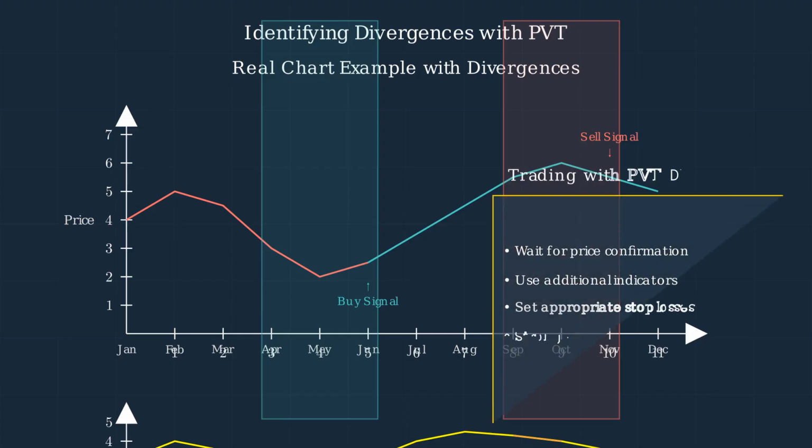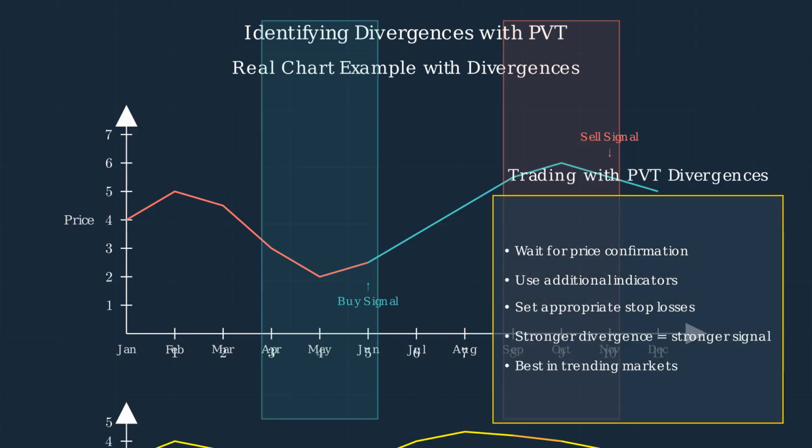When trading with PVT divergences, remember these important guidelines. Wait for price confirmation before entering a trade. Use additional indicators for confirmation, set appropriate stop losses, look for stronger divergences for stronger signals, and note that divergences work best in trending markets.